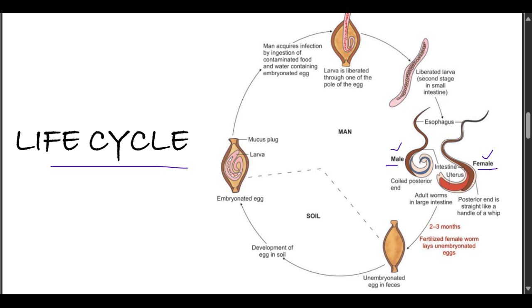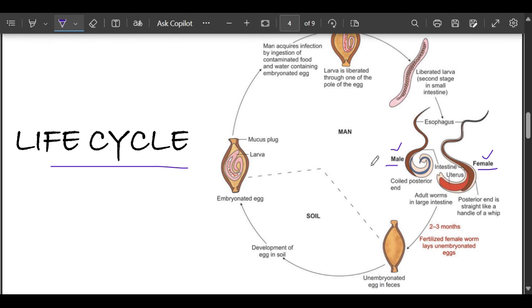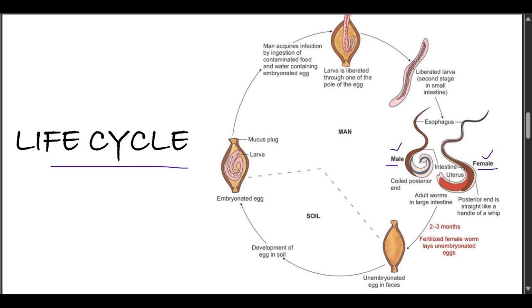Okay, so now to summarize this particular life cycle, number one, you must understand that the unembryonated eggs will be passed through feces. Okay, so we start from here. So we'll consider this as our first stage.